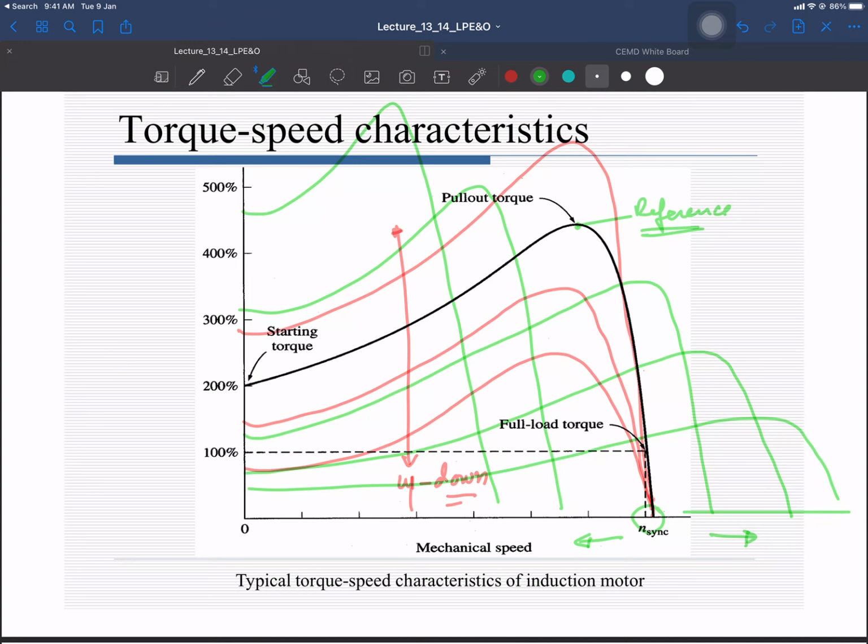But again, definitely there is a mechanical limit as well, at how much maximum torque can be sustained by your shaft.